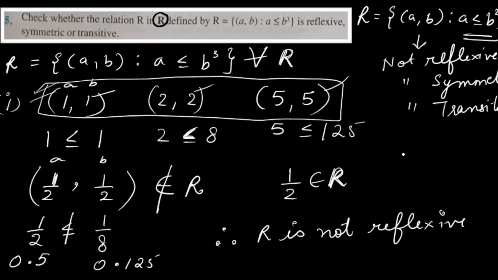Proper means the numerator is smaller and the denominator is greater. Whenever you take an improper fraction, where the numerator is greater than the denominator, this result may be true, like we are getting for these ones. So try to take improper fractions. So it is not reflexive. With this one we can see.